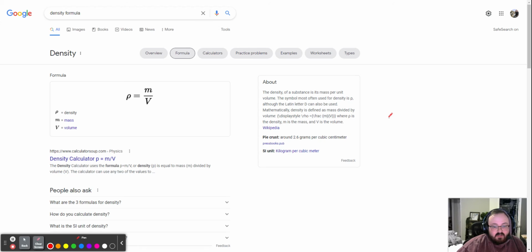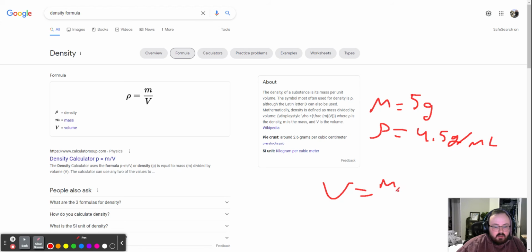awesome. So let me just redo this here. Say mass was 5 grams, density was 4.5 grams per milliliter. And we had volume equals mass over density, which was 5 grams over 4.5 grams per milliliter. And then we solved, and this was 1.11 milliliters as our answer.